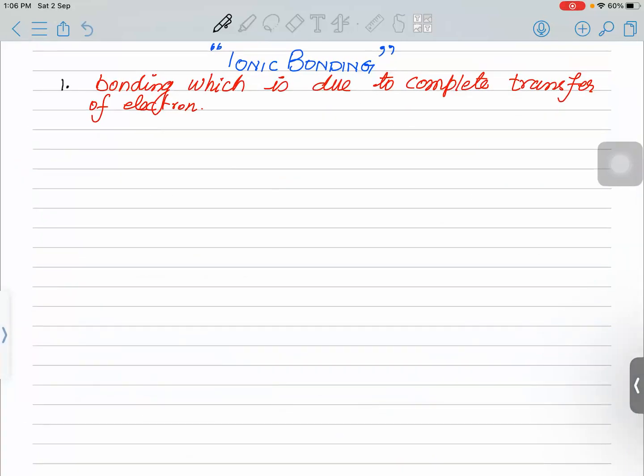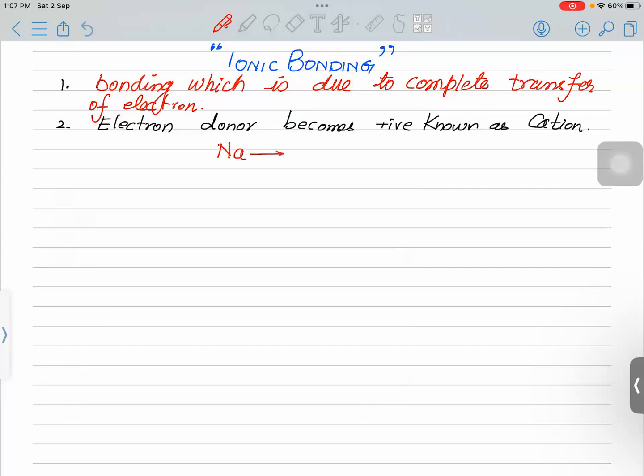Complete transfer of electron. Point number 2: the electron donor becomes positive, known as a cation. For example, this is sodium. Sodium gives an electron, so this is a cation.